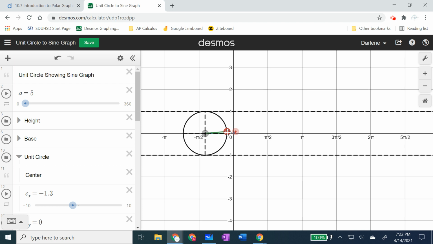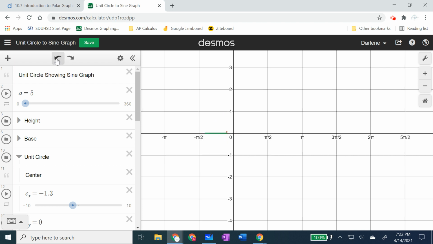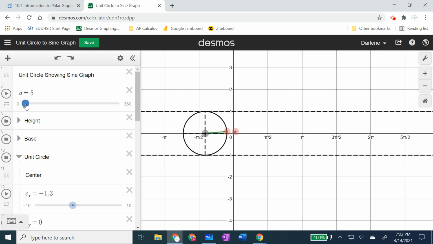The sine of this angle that I see right here is the same as the y value of this point as I'm going around the unit circle. I actually create the graph of sine from the unit circle.